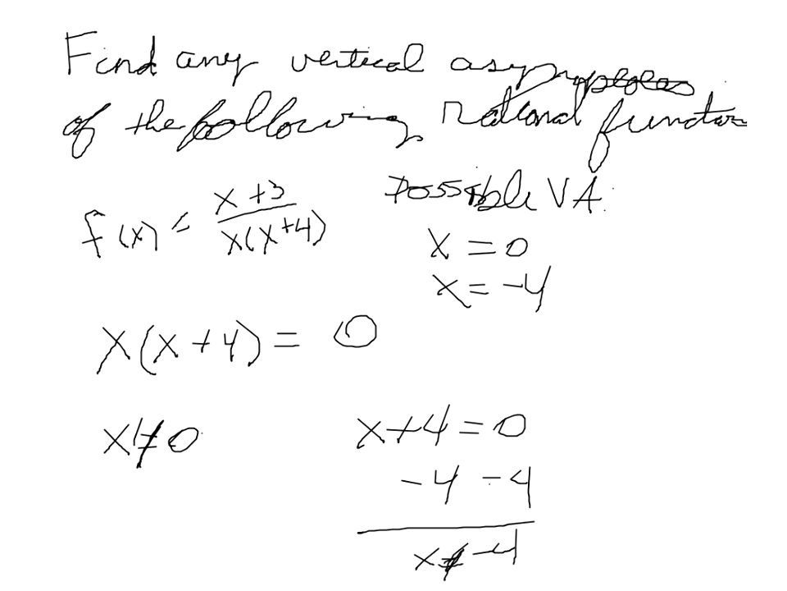The next thing that we do is we simplify this rational function. Now, there's no common factors between numerator and denominator. So it is simplified. So these are our vertical asymptotes. So they are the vertical asymptotes. Okay.